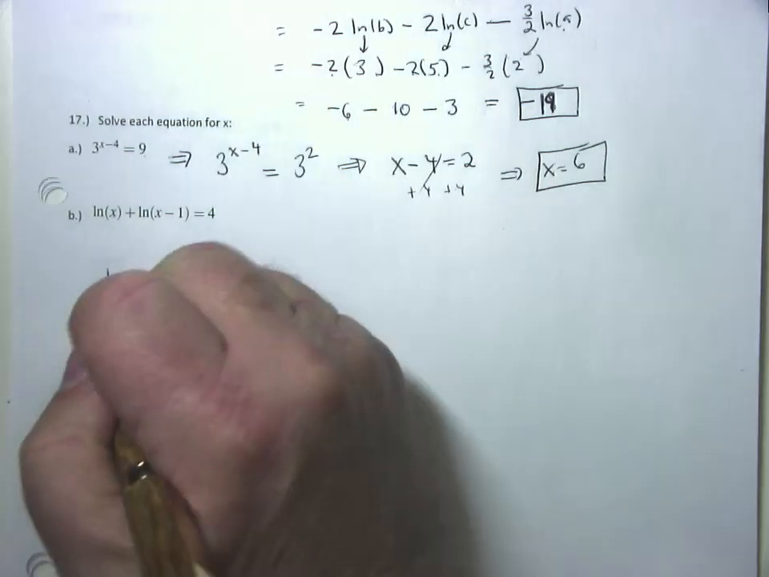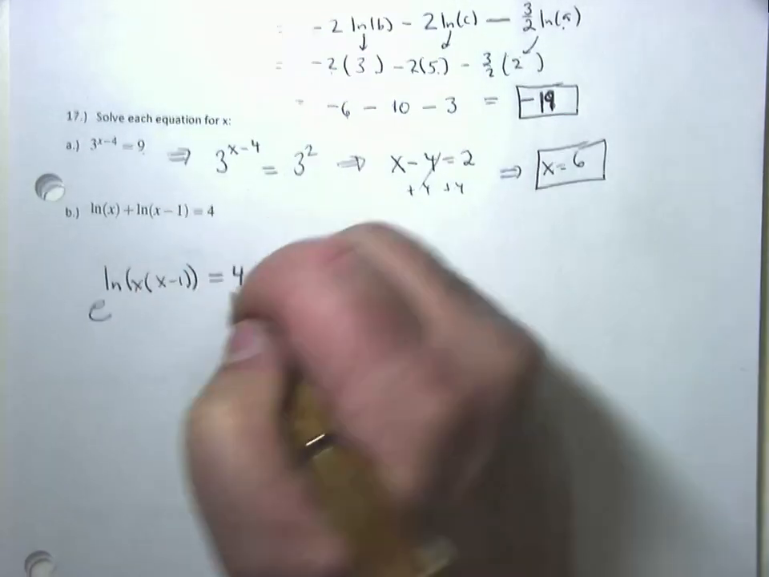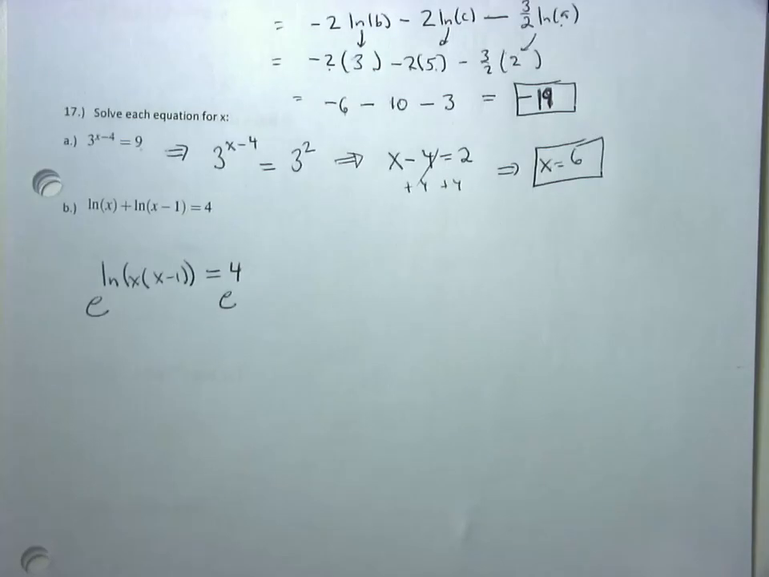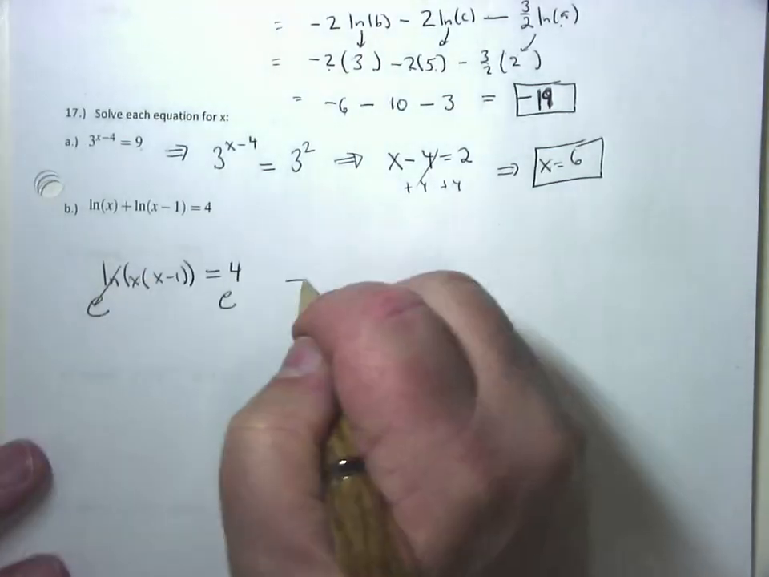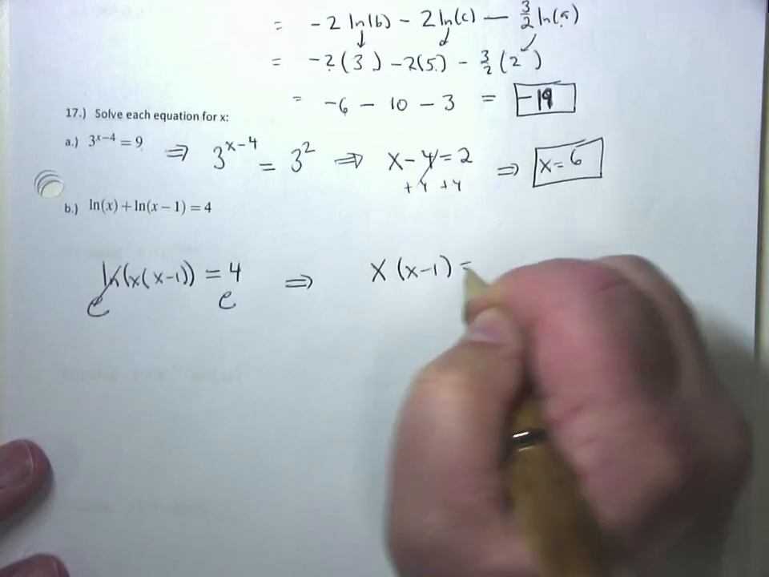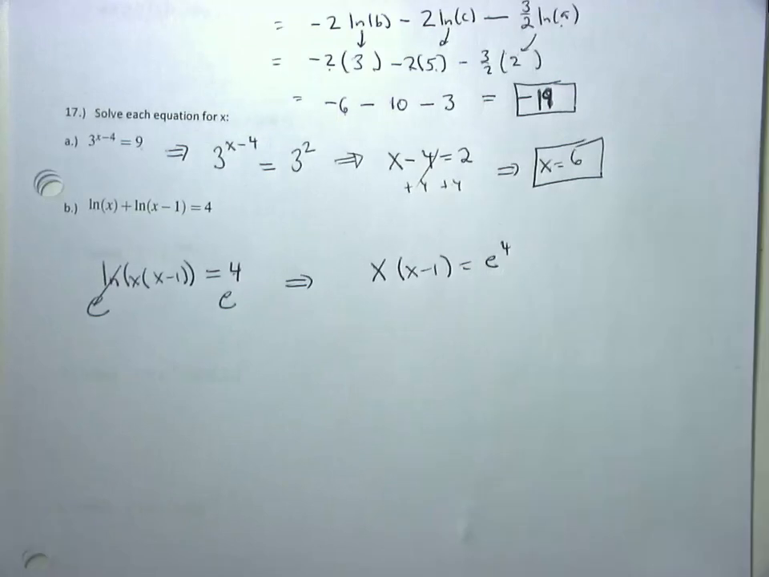So e raised to the natural log of x times x minus 1 is equal to e raised to the 4. What I do to one side, I do to the other. And here, e and natural logs cancel. You're left with x times x minus 1 equals e raised to the 4th power. That should scare most people, but what really is going to scare people is this. Solve for x. Well, I got x times x minus 1.